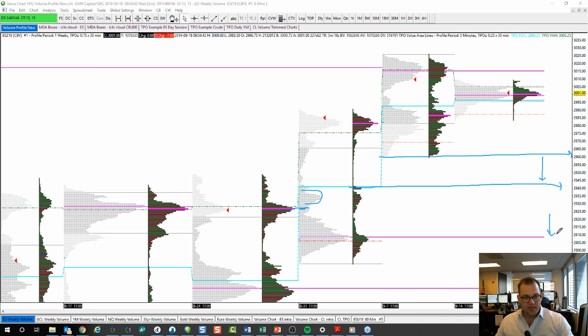This naked POC down to 2,900 had a lot of volume. We spent a lot of time there. It's probably going to be active support. So probably throw a target in there. If you're going to buy the dip, where are we going to buy this dip? Well, maybe around this area here where all this volume and price is held and hasn't been tested yet.